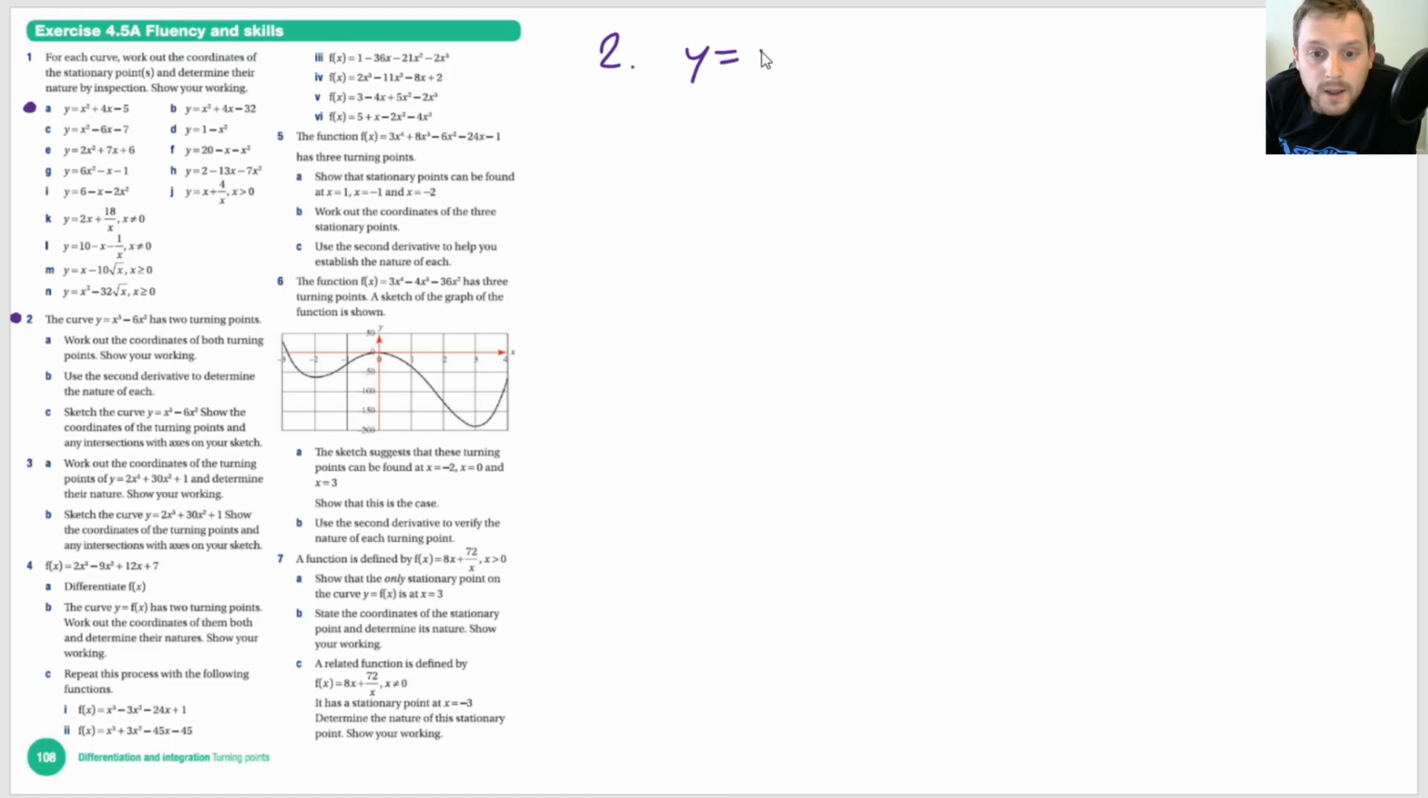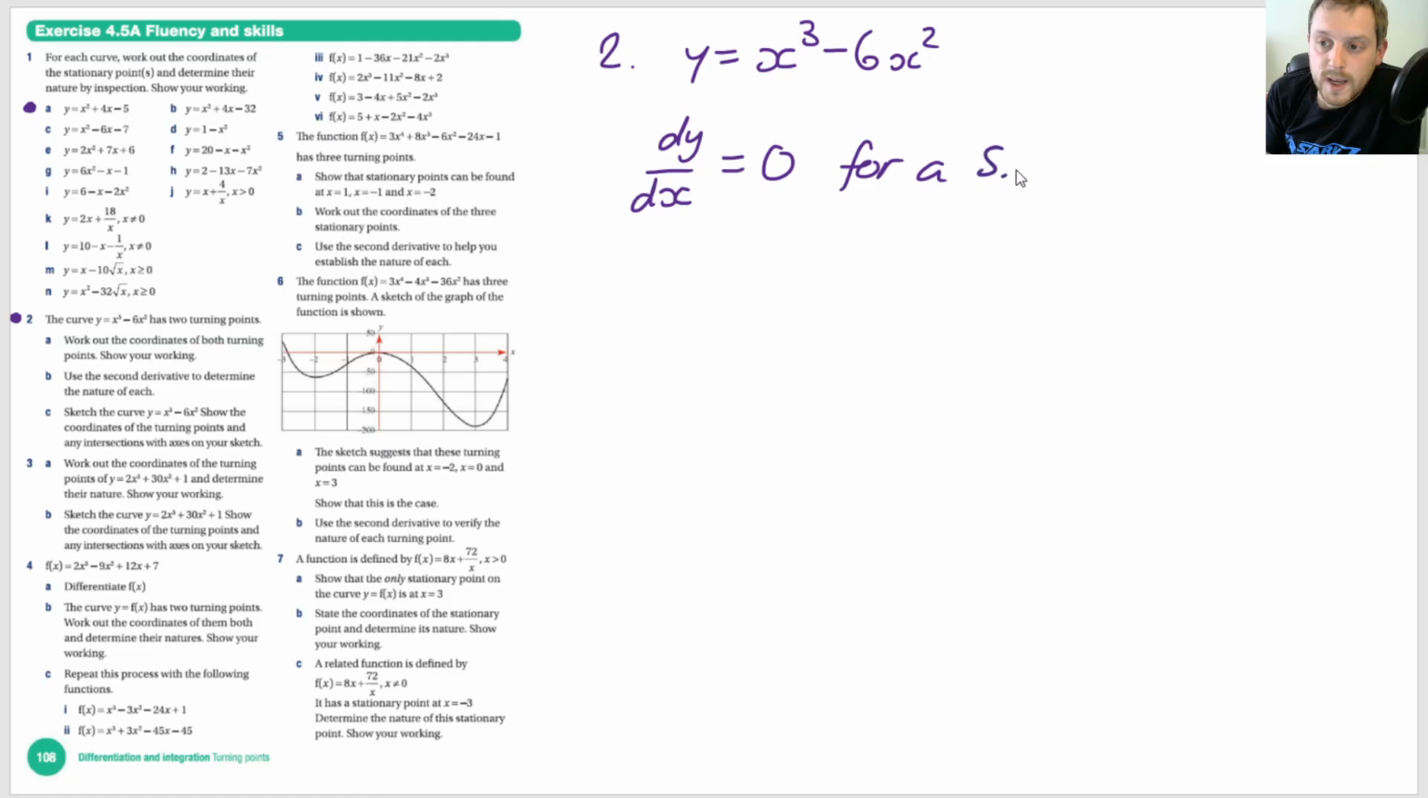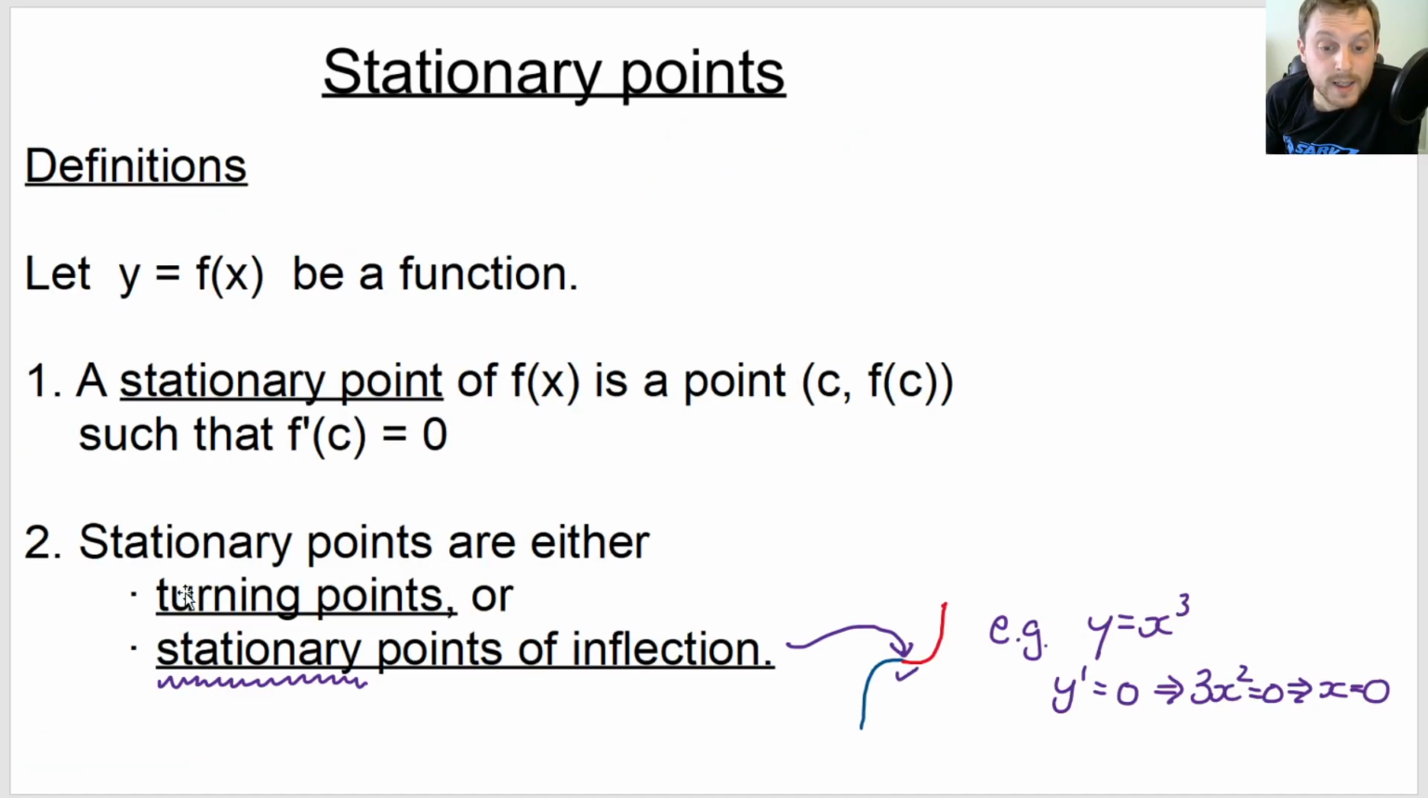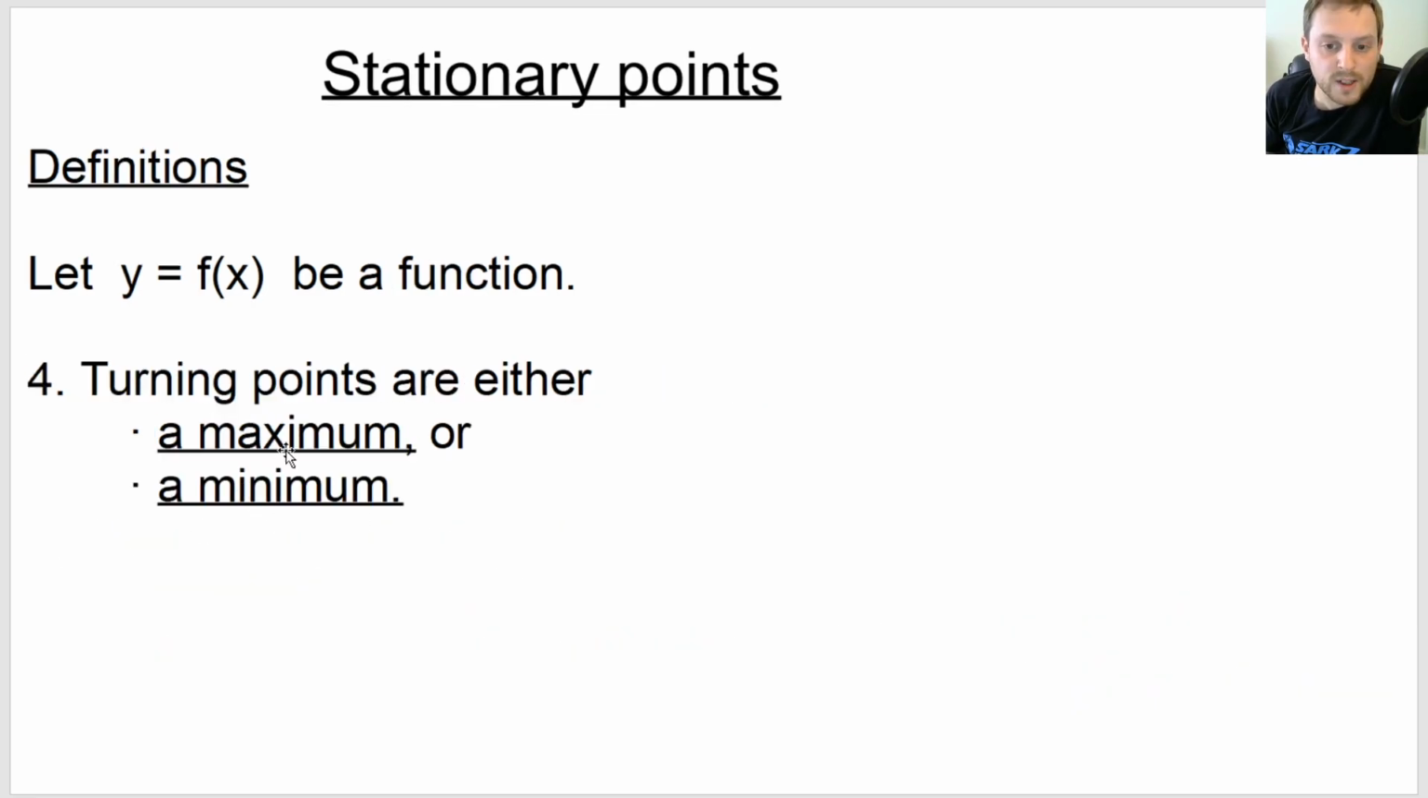We've got y is x cubed minus 6x squared. So I'm going to need to do dy by dx because it's asking me about turning points. It tells me it's got turning points. So turning points are just a special case of a stationary point. So I'm definitely going to have to do dy by dx equals 0 for a stationary point. And, you know, in particular for a turning point, right? Because a turning point is a type of stationary point. Let me take it all the way back to this slide here, right? A turning point is a type of stationary point, and you can either be a maximum or a minimum if you're a turning point.